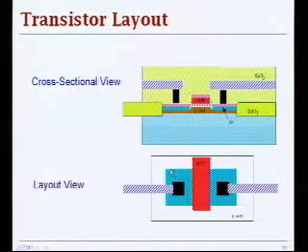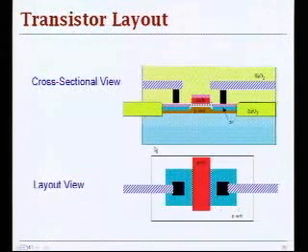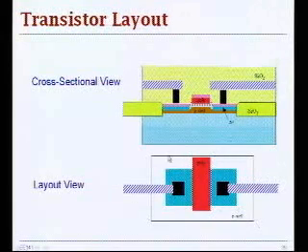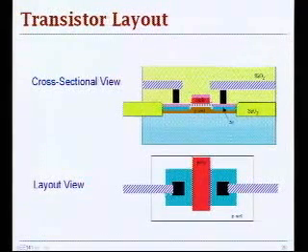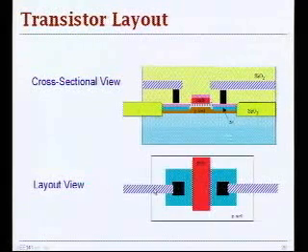So in this case, you have a P well. So this is an NMOS. And then you have diffusion region here for your source and drain. You put poly on top that defines your gate. And then you connect source and drain.